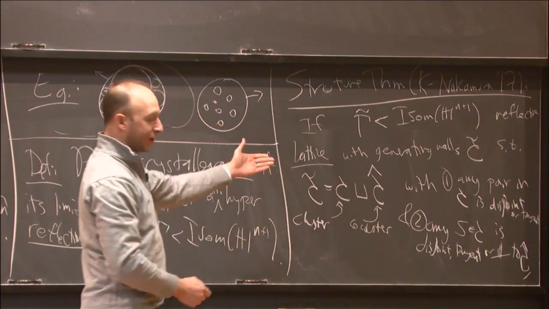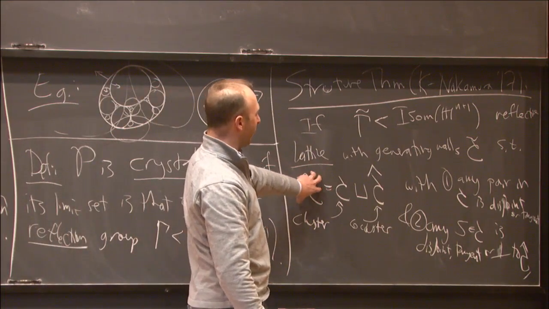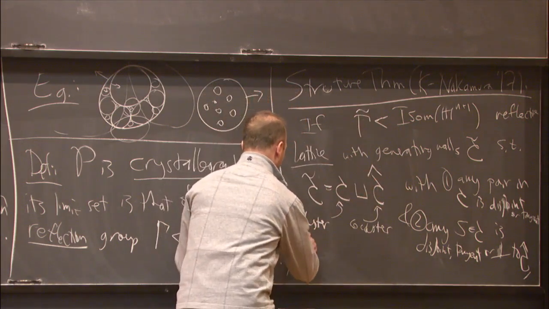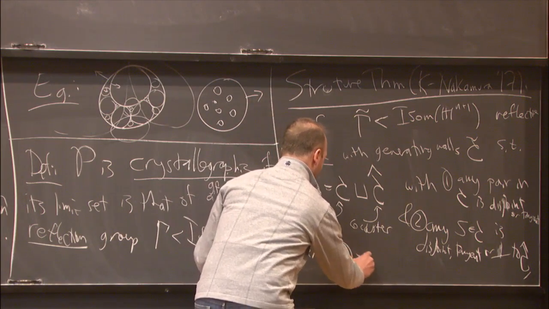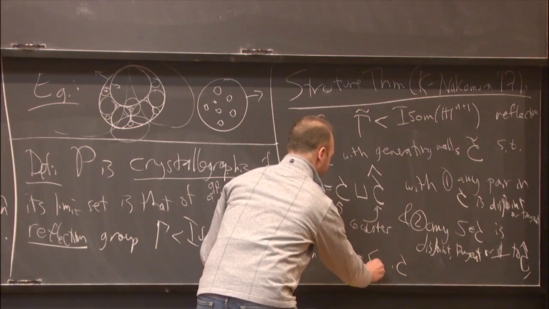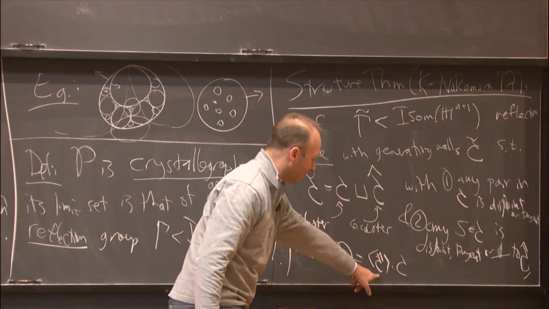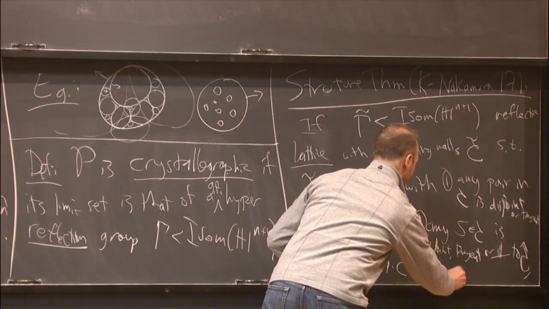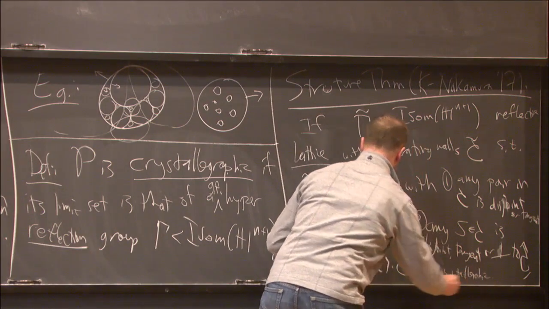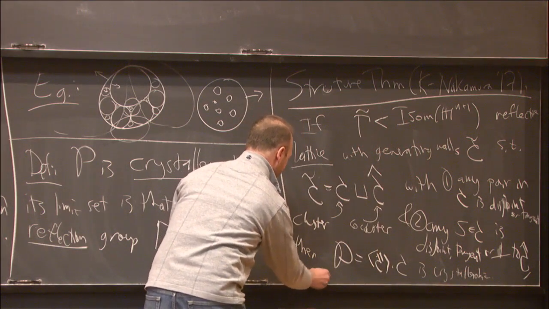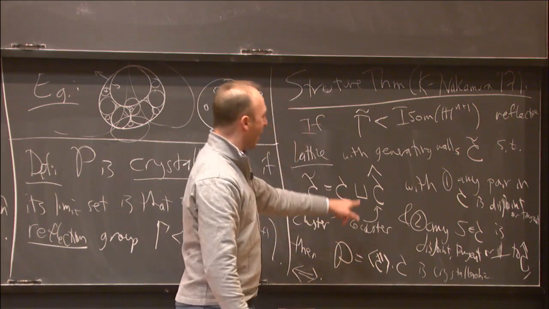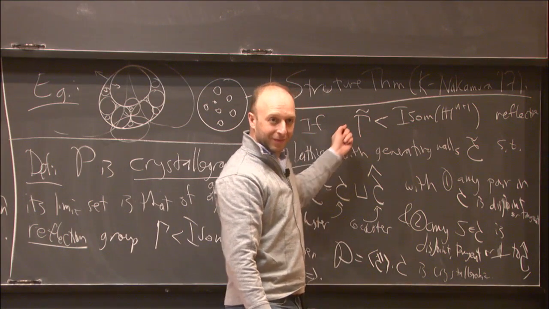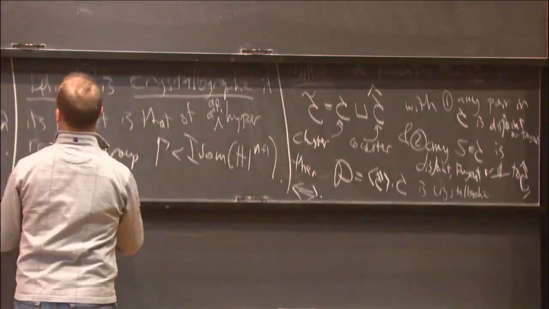So if you have such a decomposition of the generating walls of a hyperbolic reflection lattice into this cluster–co-cluster pair, then if you take the orbit of the cluster under the group of reflections generated by the co-cluster, this is a crystallographic packing. And this is if and only if. In other words, every crystallographic packing arises as an orbit like this from a reflection lattice. Okay, so let me explain this theorem with an example.